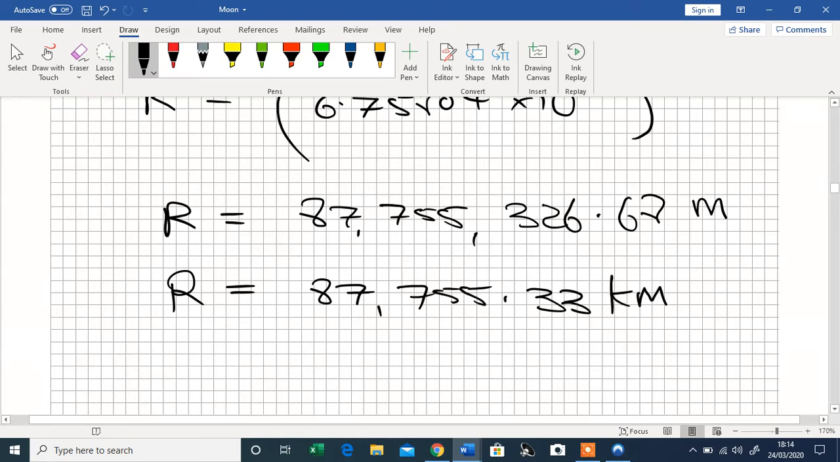That's really high. I hope I haven't made a mistake. I'll just absolutely double check that. To the power 1 divided by 3, divided by 1,000 is 87,755 kilometers. Yeah, so that must be the answer. Now, we didn't use the radius of the moon in that, I don't think, if I remember correctly.